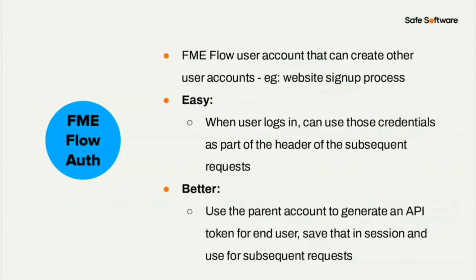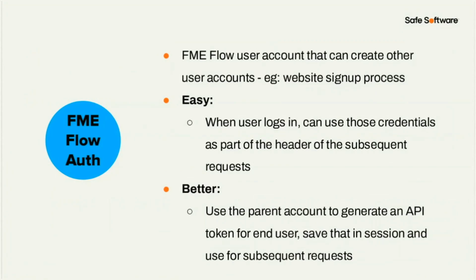The easy way is a user logs in, they can use the parent set of credentials for everything as part of the header for subsequent requests. The problem is you don't know who that user is necessarily. And so that's where you use this parent account, generate an API token for the end user. You return that token to the end user in the web application or the tool that you're building. And you save that as a cookie or save that as an environment variable and use that for the subsequent requests so that the individual requests being made by the user are being done under their own name here.